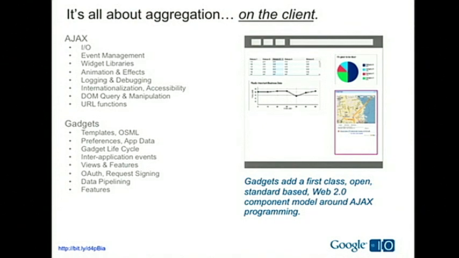And if we think about bringing gadgets on top of that, well, now we get a little HTML, little XML wrapper around that, and we get some very interesting and additional capabilities like OpenSocial markup language that we can use, or a gadget lifecycle. When things are added to the page, when things are taken off the page, we get some callbacks there. We get the OAuth that's already in the specification. We get things like data pipelining and features.